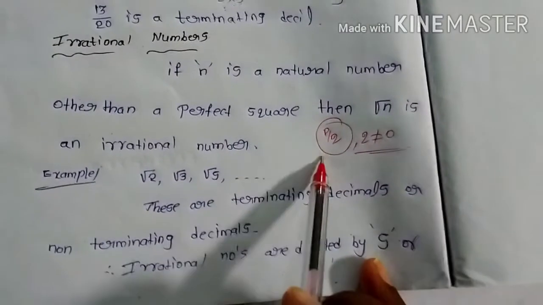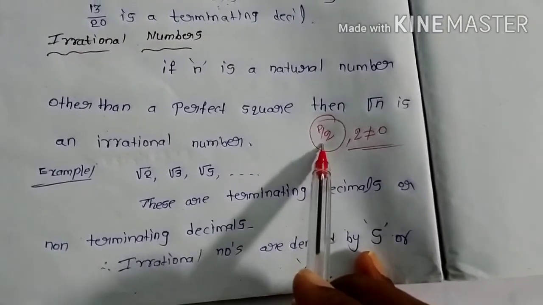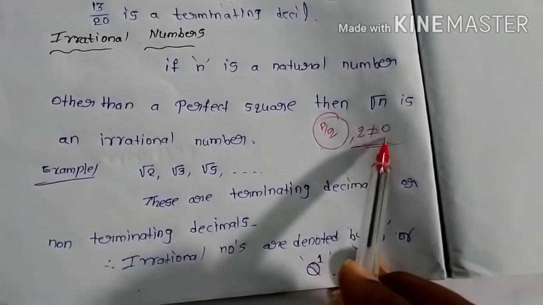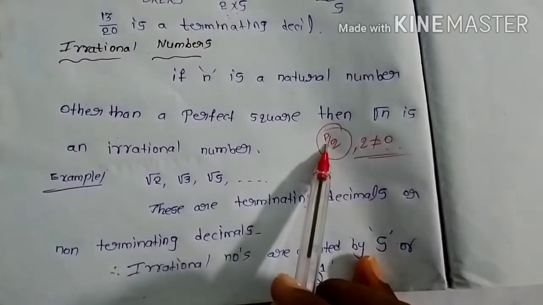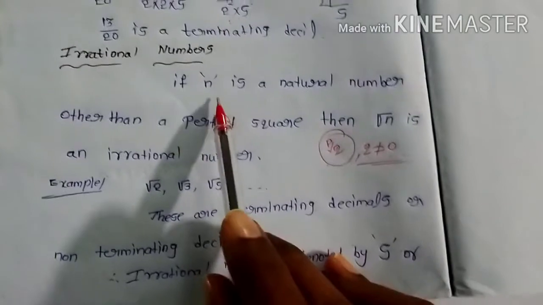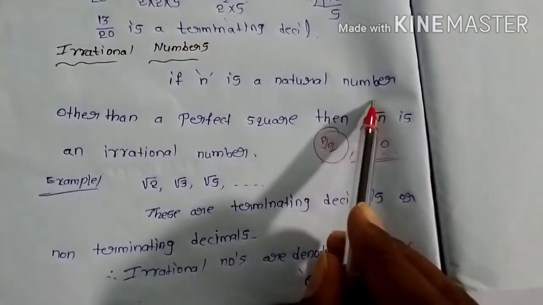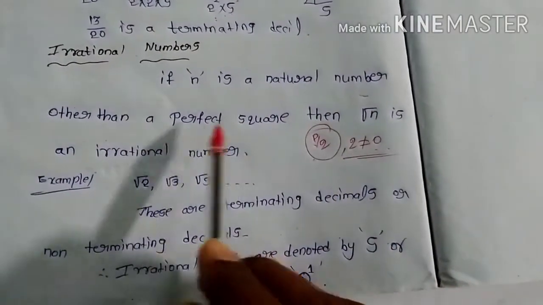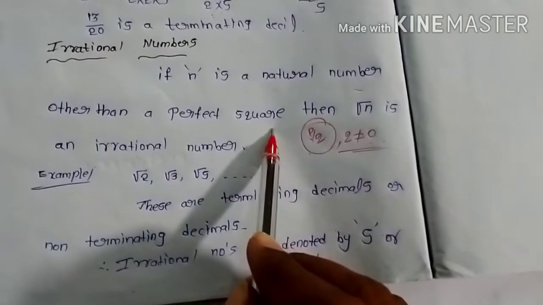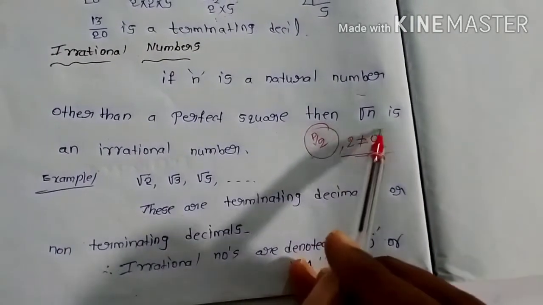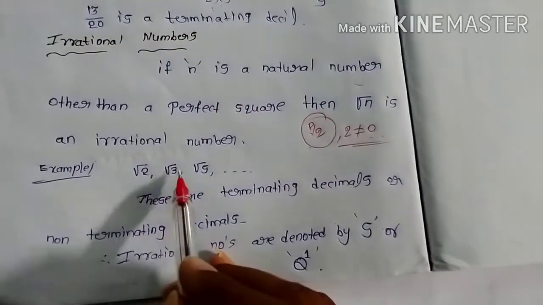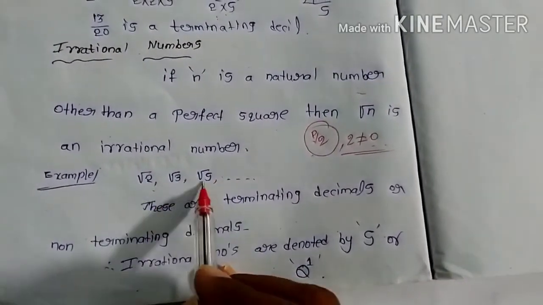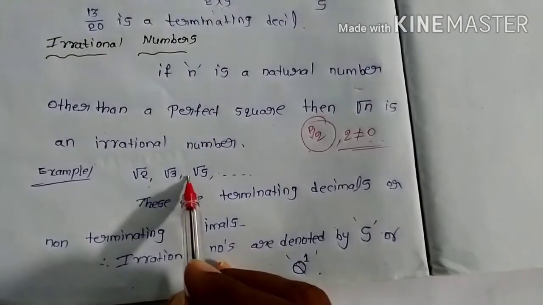We mentioned that it is the numbers which cannot be expressed in the form of p by q, where q is not equal to 0, p and q integers. Or we can mention another formula. If n is a natural number other than a perfect square, then root n is an irrational number. See, for example, root 2, root 3, root 5. These are irrational numbers. Can I take root 4 here?